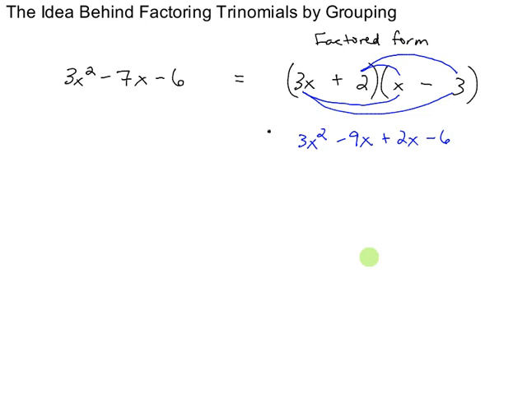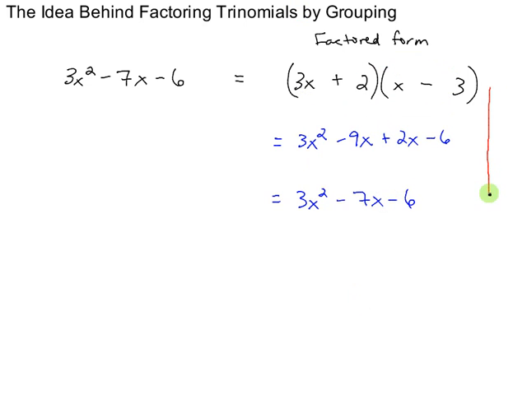Now here's what's curious about this. Of course, this still equals 3x squared minus 7x minus 6. But this is actually an interesting step here. Let's go ahead and finish it off: 3x squared minus 7x minus 6. This direction, starting with the factored form, multiplying it out and simplifying it, is called simplifying.